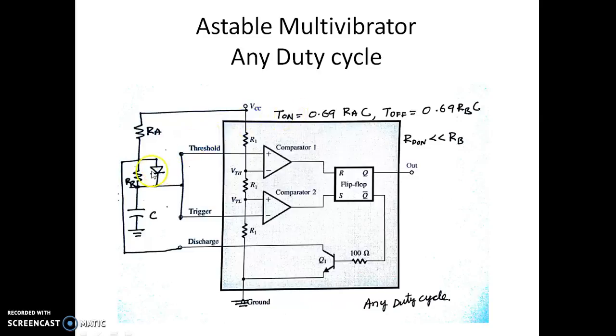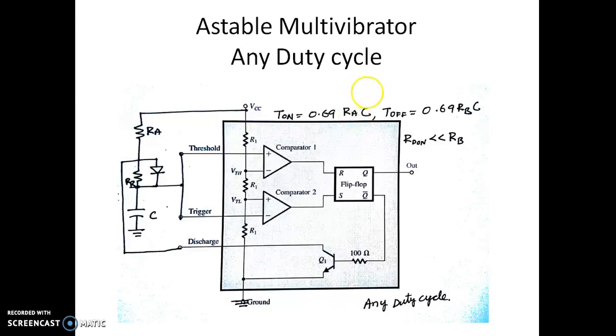So even though the diode has a very small resistance, it will certainly be far less than Rb. So that current chooses the path through the diode while charging. That's why this T on expression doesn't have an Rb term in this time expression.